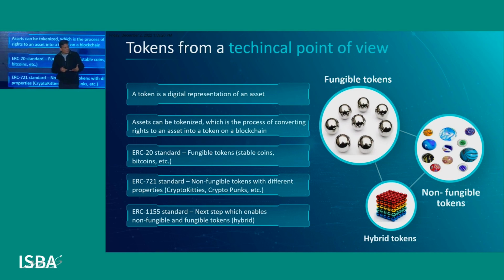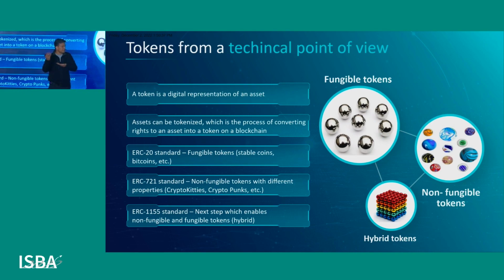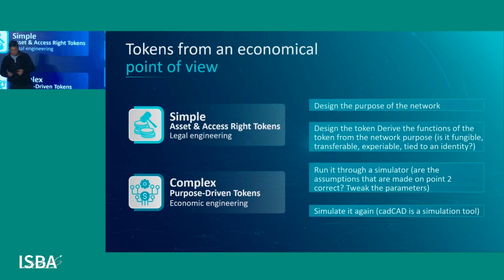As opposed to a fungible token, which is something like a cryptocurrency, central bank digital currency, or stable coins, which lets you pay for things, a payment instrument of sorts, where it doesn't really matter which one you hold. A dollar is the same as a dollar somewhere else. And those are some of the fundamental differences when we look at this from a technology point of view.